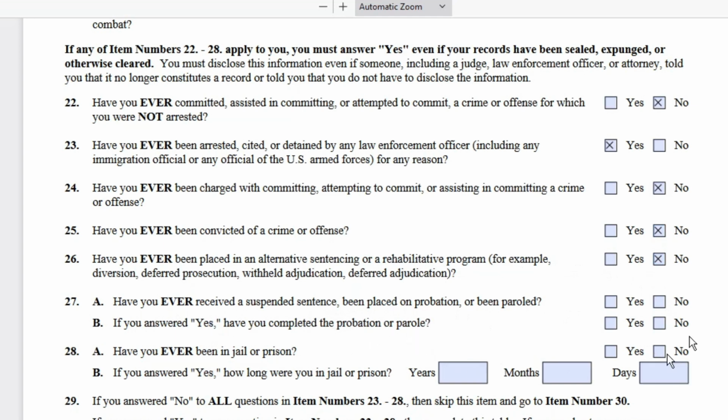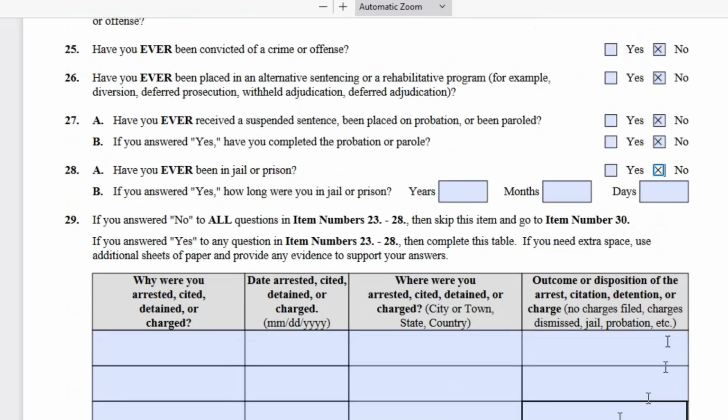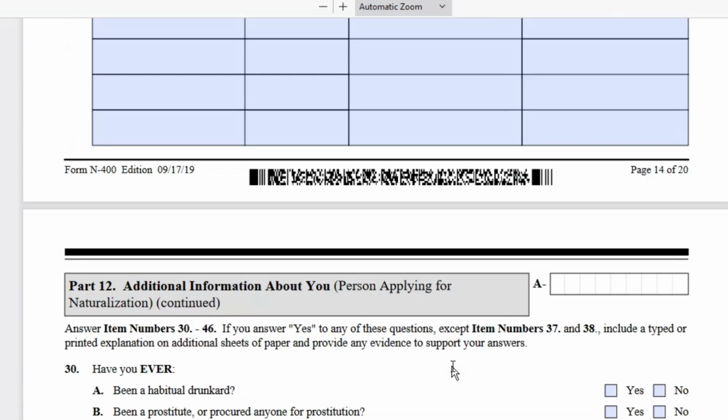Have you completed any probation or parole? No. And then, have you ever been in jail or prison? Hopefully no. If you did, then we have to know how long. You put it here. If all the answers are no there, then skip to item 30, so you don't have to explain. This is where you explain all your arrests. We put yes there. So if we have a traffic ticket, we're going to put the traffic ticket dates, etc.